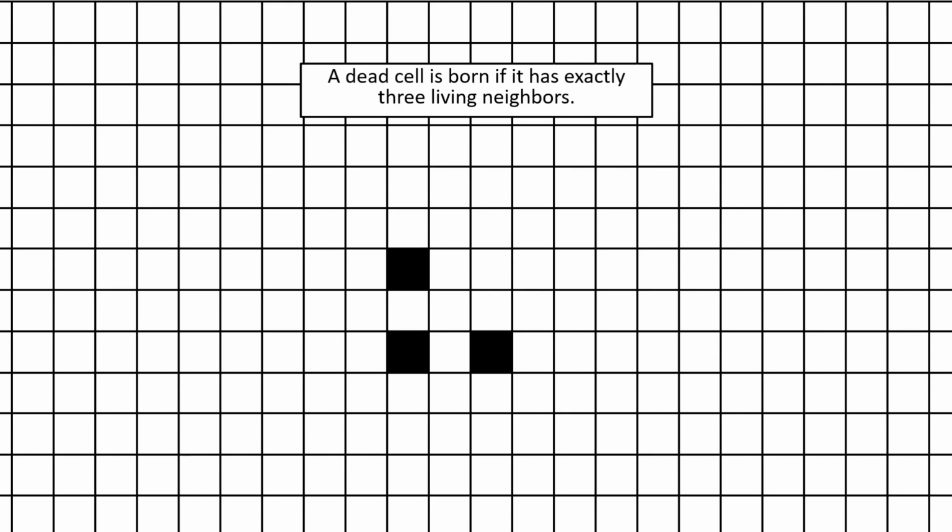What happens if we start with a dead cell? If the dead cell is born, that means a new living cell becomes alive. A dead cell is born if it has exactly 3 living neighbors.